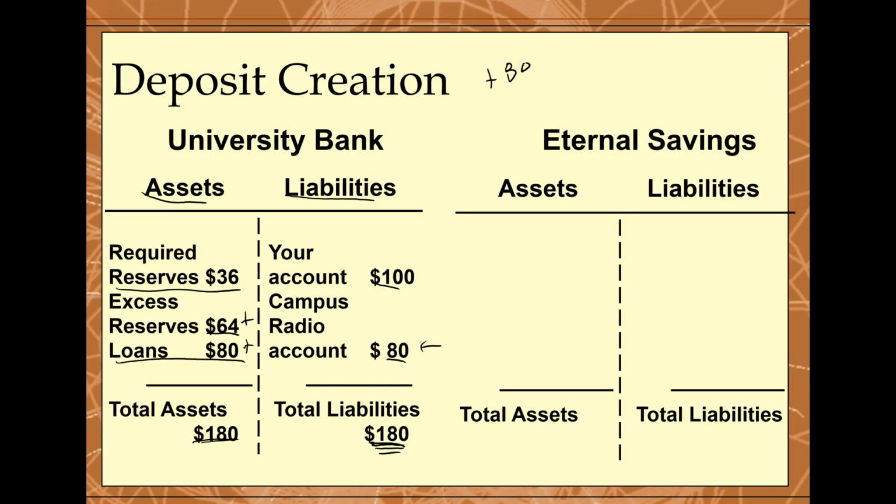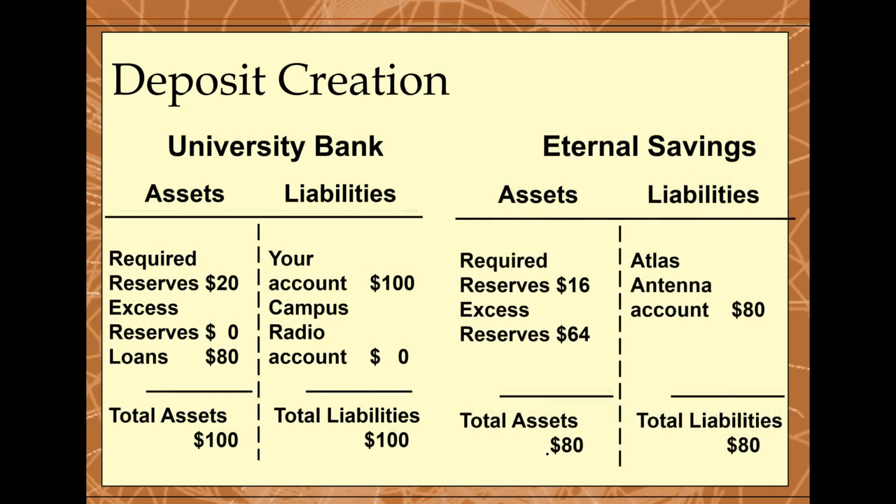Now what happens when Campus Radio spends this money? When they spend this money, they're going to drain their account. So when they do that, their checking account goes to zero. Now, if that money is spent on an antenna, let's say Atlas Antenna receives $80 because they sold Campus Radio the antenna for the radio station.